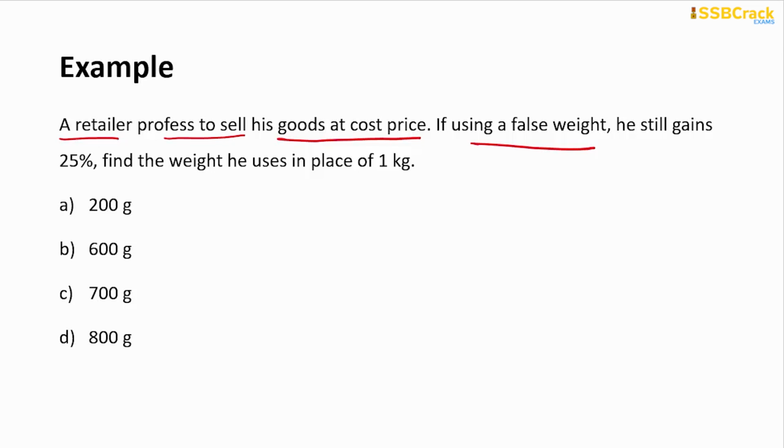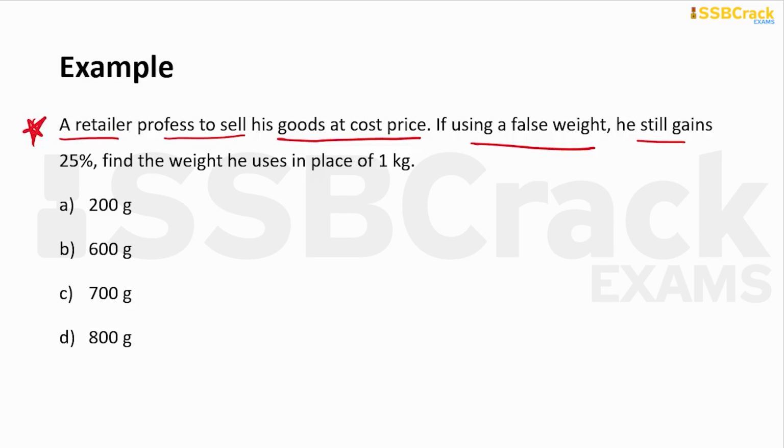How is the profit gained here? Actually, the gain is happening due to using the false measurement, so that by weight he can gain the excess amount by selling at the same cost price. Okay, so you shall understand the question criteria to apply the formula. When a retailer professes to sell his goods at cost price, if he is using a false weight, he still gains, and he is gaining 25%, it is given.